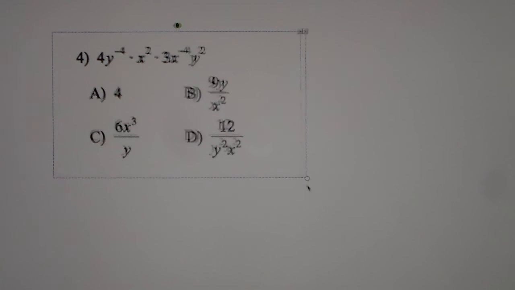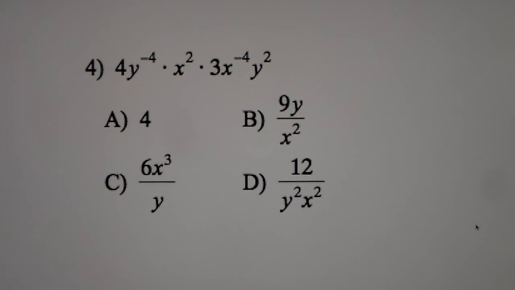Number 4. We have 4y to the negative 4 times x squared times 3x to the negative fourth times y squared. Now we gotta simplify things out here. We have 4 times 3, which gets us 12. So we took care of the numbers piece. And notice I could do all this because everything is being multiplied together. That's why I could just multiply the two numbers and then add the exponents.